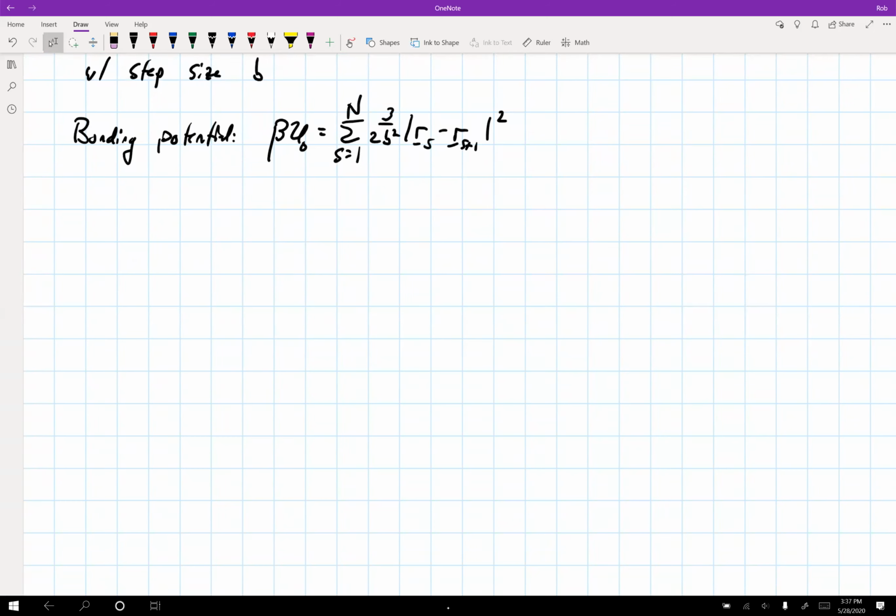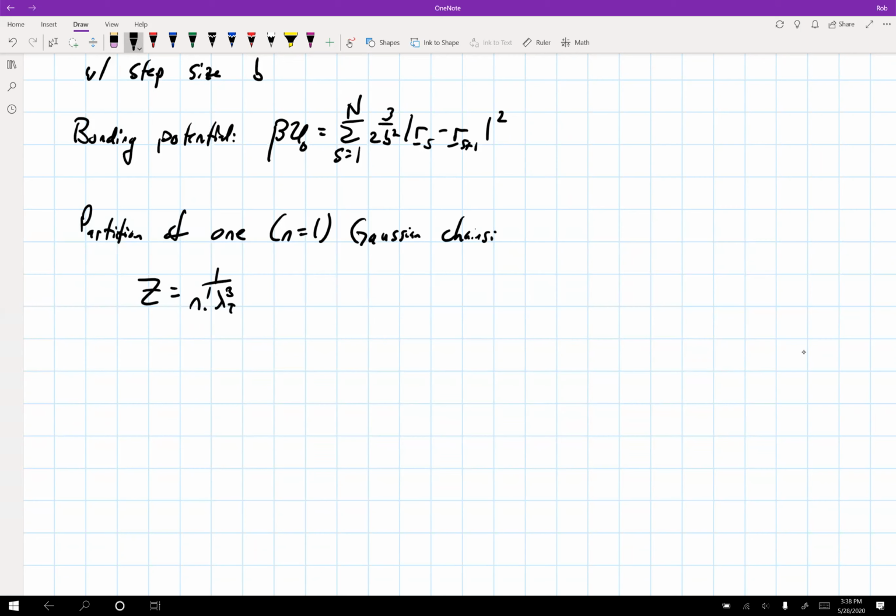So if we have the partition function of n equals 1, little n is going to be my number of molecules, and big N will be the number of bonds in the polymer. So n equals 1 Gaussian chains. Our total partition function is going to be 1 over n factorial lambda_T to the 3(N+1). I leave the n explicit even though it's still 1, just so that it's clear. We have an N plus 1 in here because we still have a de Broglie wavelength for all of the monomers. Then we integrate over the coordinates of everything, with e to the minus beta U0.